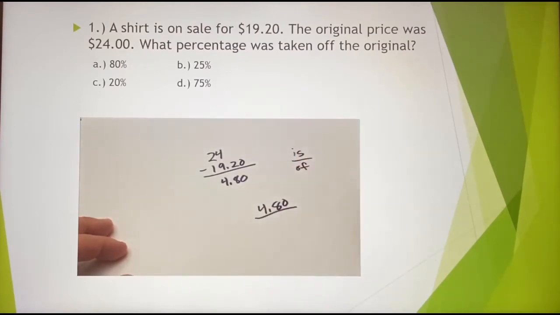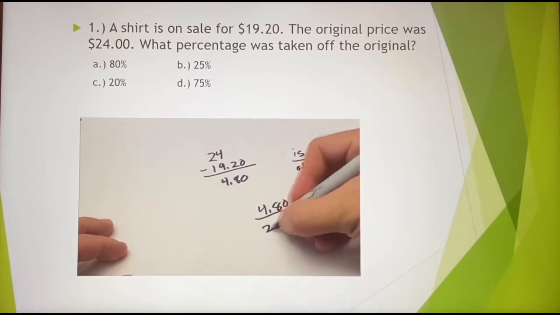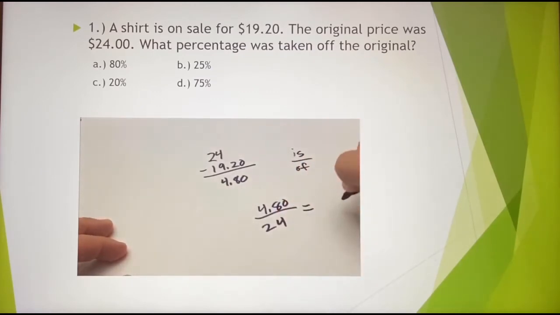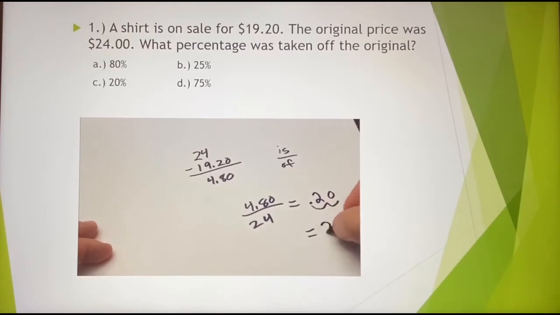And I'm just going to divide that by the original because we're comparing it to the original. And in the calculator, this is going to become 0.2. So to make that a percentage, we just need to move the decimal place 2 times, 1, 2. And so this is going to equal 20%.